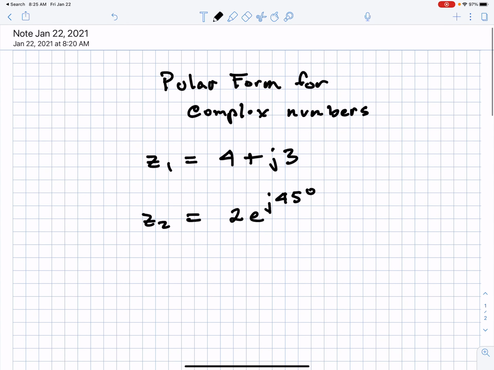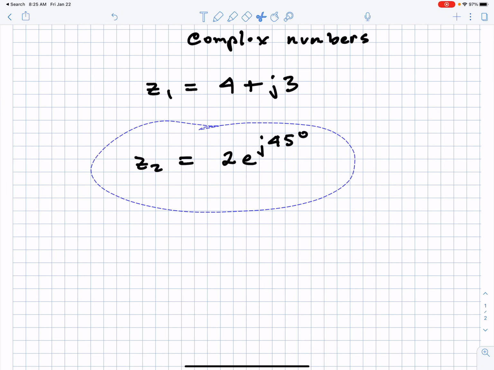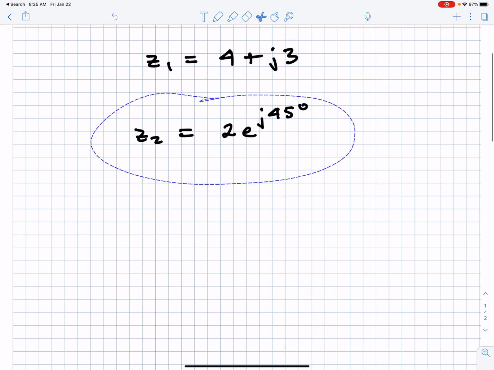I received a question about the polar form of complex numbers. I think you're probably familiar with the rectangular form, but you can easily convert it to polar, and there are some advantages to the polar form, particularly when it comes to doing multiplication and/or division, and even raising things to a power. It's a little bit easier in polar form. So let's talk about this real quickly.